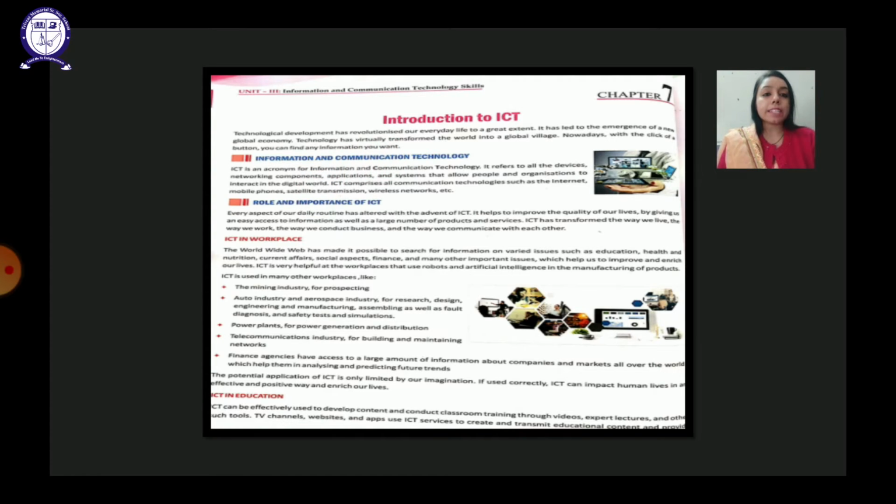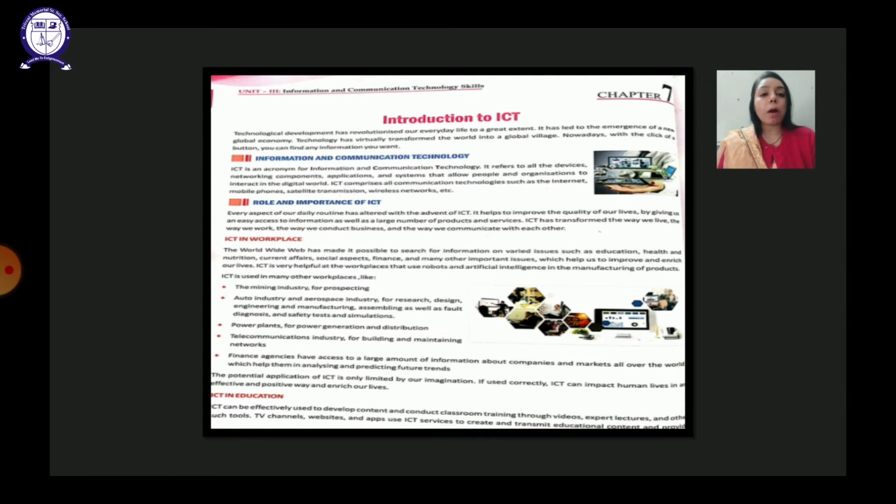So ICT is an acronym for Information and Communication Technology. Information is the processed data and technology helps us to communicate with the information. Information and communication technology refers to all the devices, the networking components, applications and the systems that allow the people and organizations to interact with the digital world, that is the world of the internet. ICT comprises all the communication technologies like internet, mobile phones, satellite communication, wireless networks, etc.